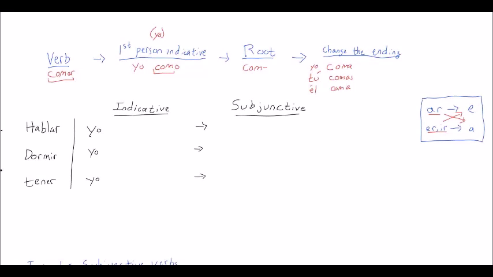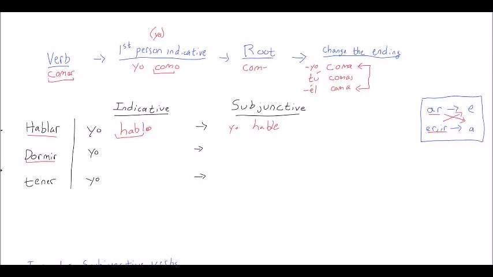Two things to notice. In the first person, it's not yo como because there is no O. And the second thing is the first person here and the third person here are the same words. You'll have to look at the context in the sentence to help you find out who they're talking about. So let's use some examples. We'll look at hablar. Indicative for hablar would be yo hablo. We'll use the root from there to get yo hable.